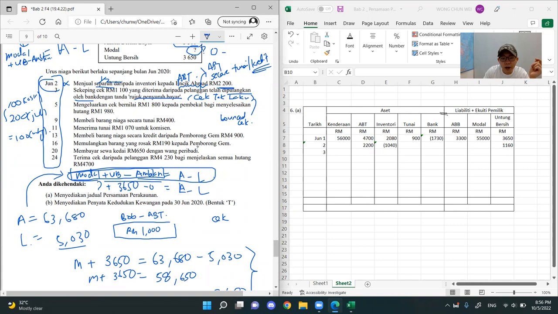So Bob writes on this check 1,000 ringgit, and then Bob will sign on this check and give it to me, because Bob needs to pay me. So Bob perlu bayar saya, so dia keluarkan check kepada saya. So from here, I terima lah. I would receive this check. When I receive this check, the money is not mine yet. I haven't received the 1,000 ringgit yet.